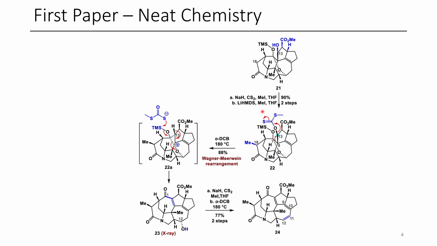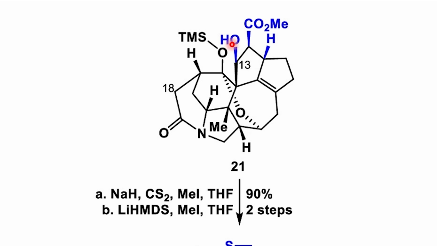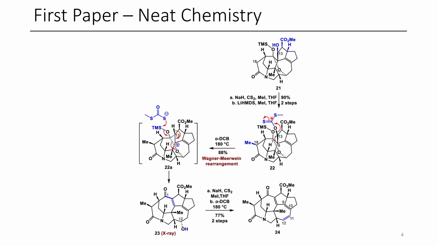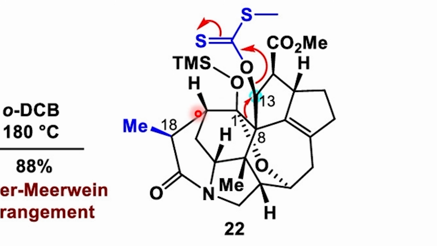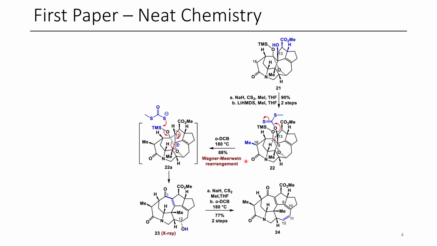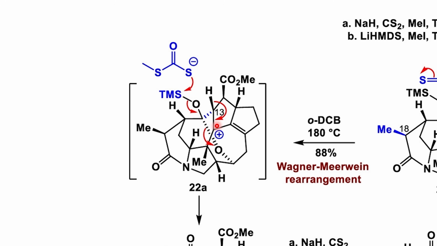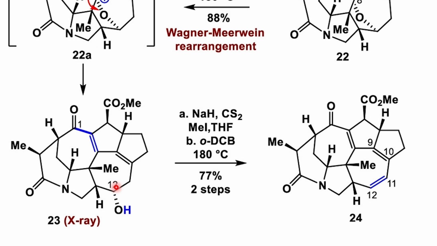So what the authors did is they deprotonated this alcohol with sodium hydride, and then upon treatment with carbon disulfide and subsequently iodomethane, they were able to make the methyl xanthate. They additionally did a second step to install a methyl group at carbon 18, and then they underwent a thermal Chugaev rearrangement that also facilitated a Wagner-Meerwein rearrangement. So instead of your typical Chugaev elimination where you'd immediately get a double bond, they also have a rearrangement of their skeleton, affording product 23.